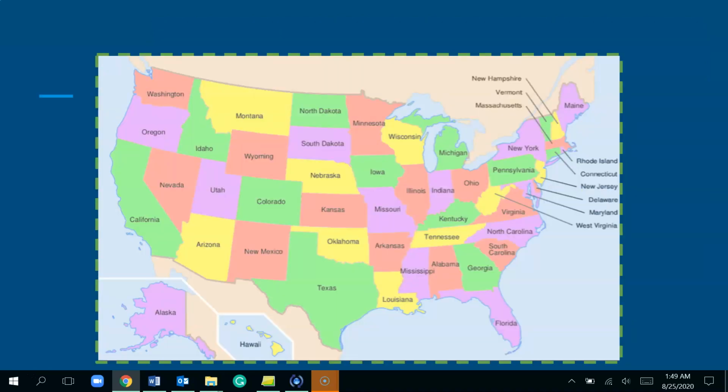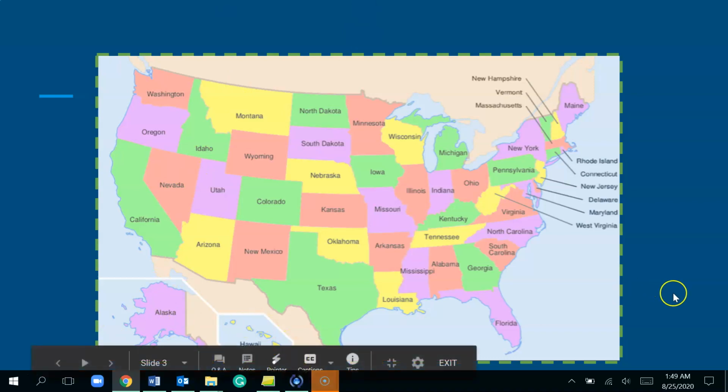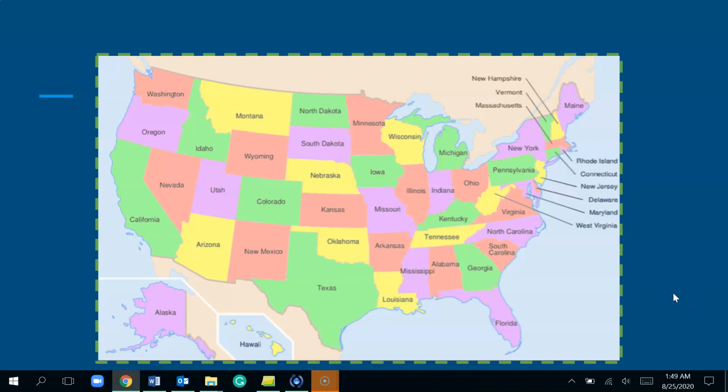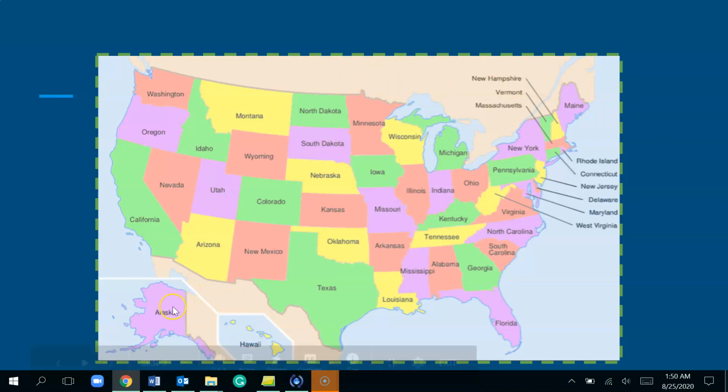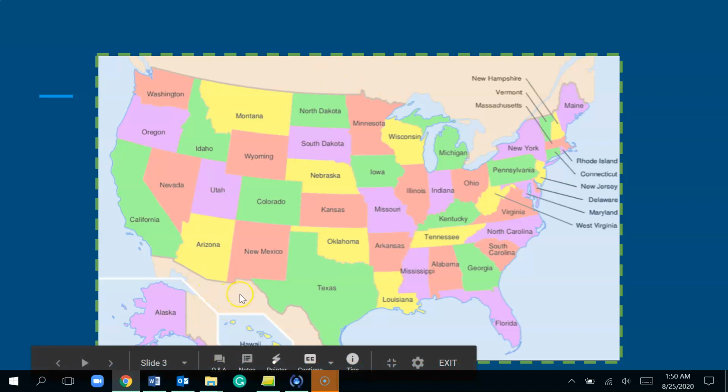Zooming in a little bit more, this is a map of the United States. We can see all the states pictured here, including Alaska and Hawaii. So there are 50 states in the United States. We can see these tan, beige colored pieces of land. So this is Canada up here, and Mexico to the south.